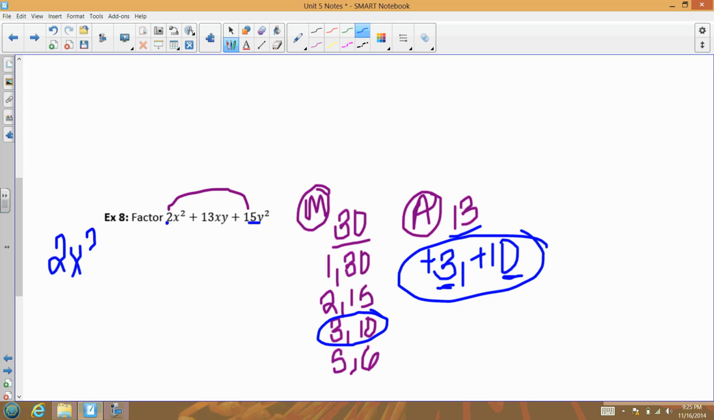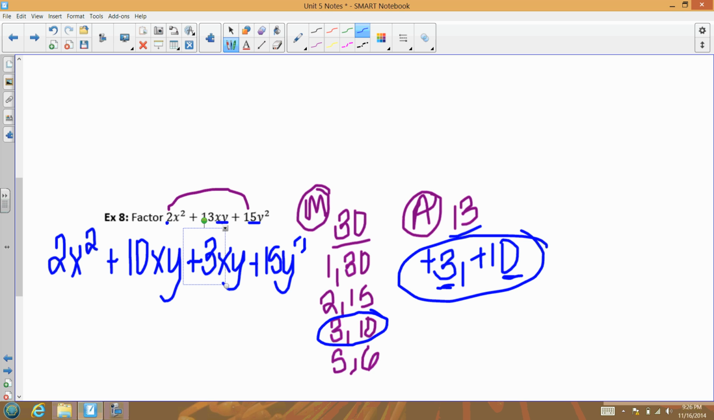So it's going to be x squared plus 10, and you're going to keep those xy's so that you're not changing the expression any, plus 3xy plus 15y. So now we can split it down the middle. We can do GCF factoring since we have 4 terms.